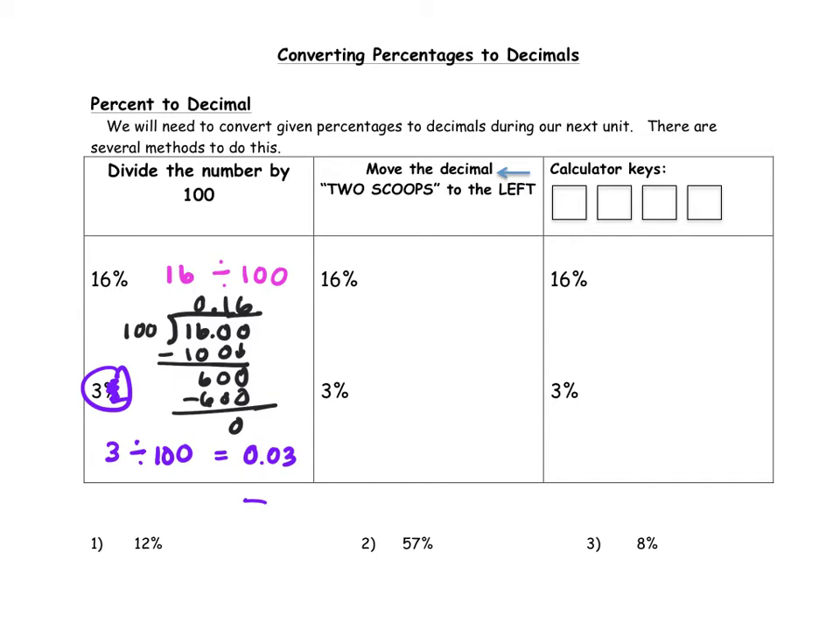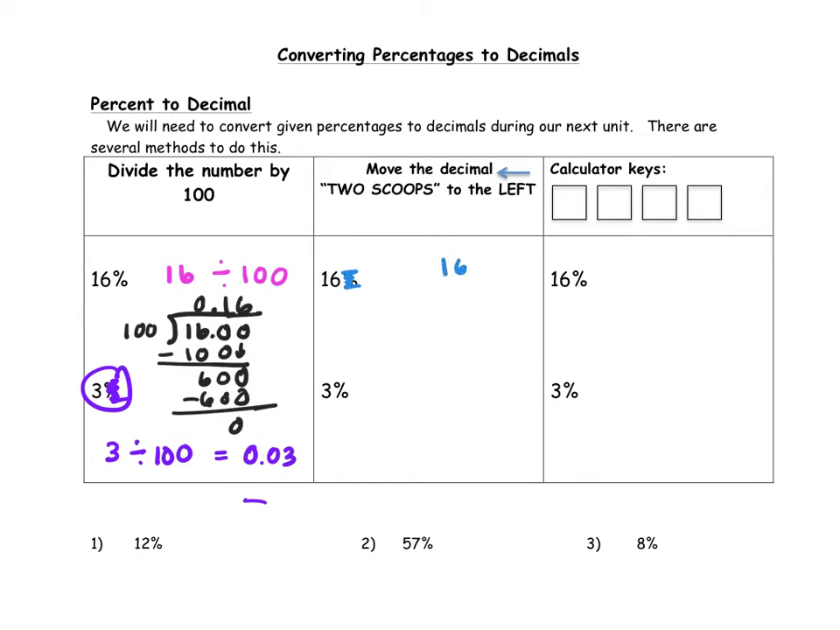Our next method is very helpful if we don't have a calculator. In fact, you may have noticed a pattern as we started working with dividing by 100. This is going to help us with this method. We're going to move the decimal 2 scoops to the left, and this is what it's going to look like. We're going to start once again by eliminating the percent sign because we don't want it. We're trying to make a decimal. So I'm going to write 16.